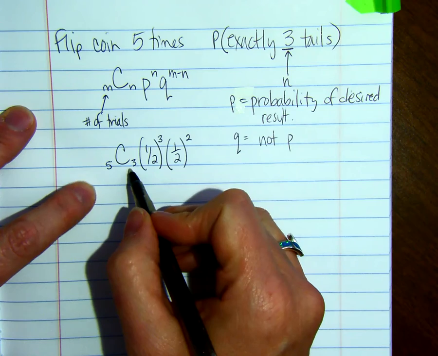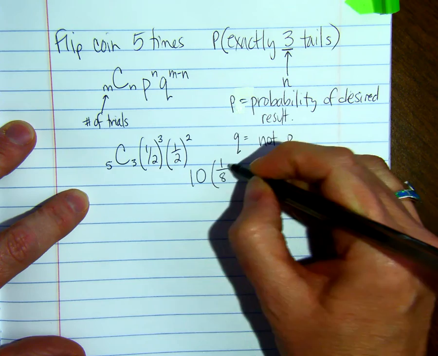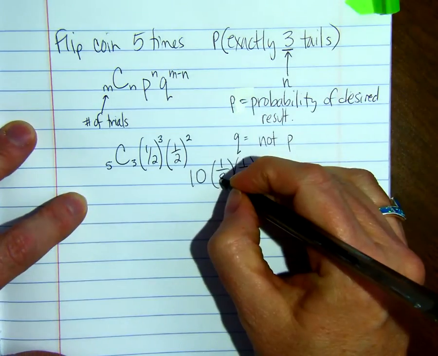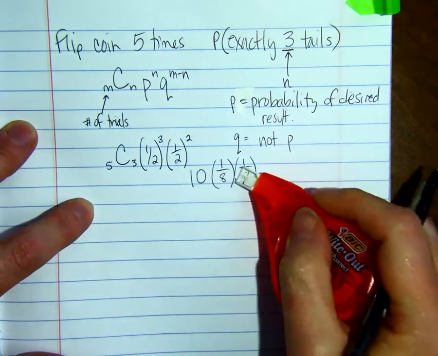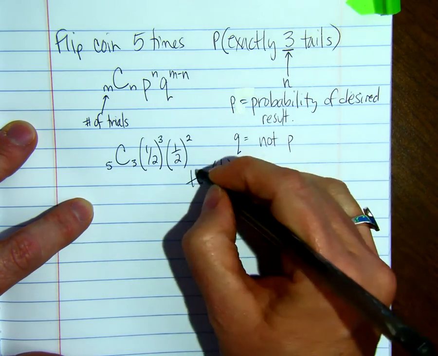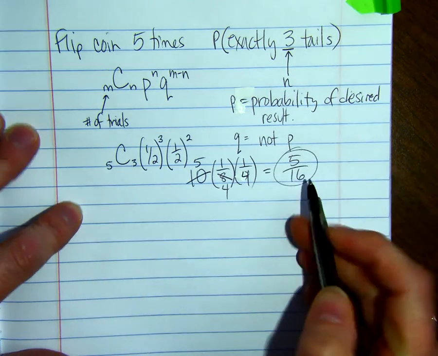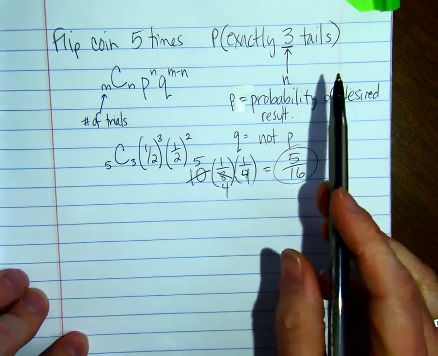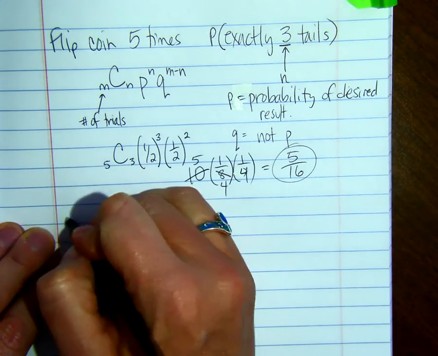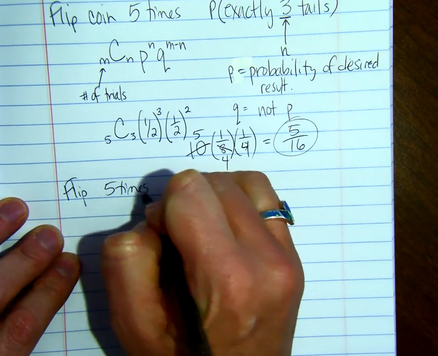So the combination 5 choose 3 is 10 times 1/8 times 1/2, and we can cancel, 1/4, sorry, you have to square that. So we can cancel, make this a 4, make that a 5. So we have 5/16 as the probability that you'll get tails exactly 3 times. I'm going to do one more example. So we're flipping a coin again 5 times.